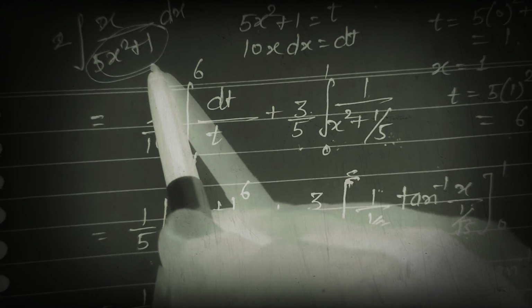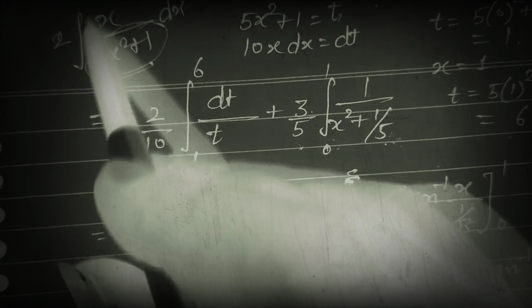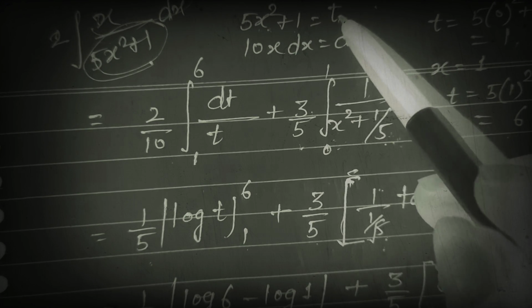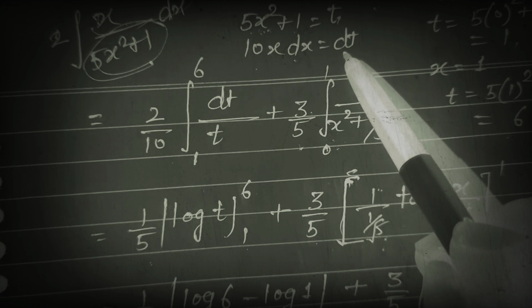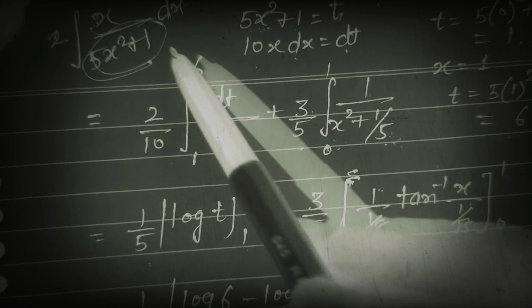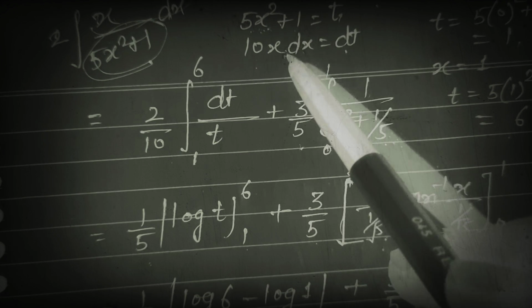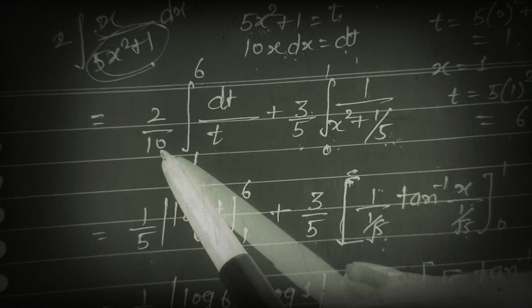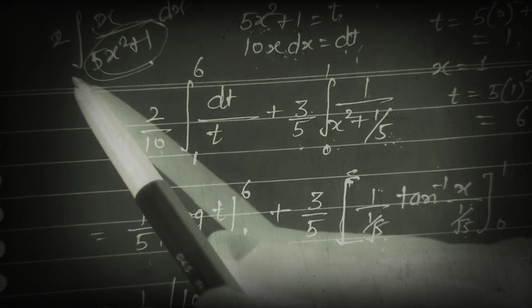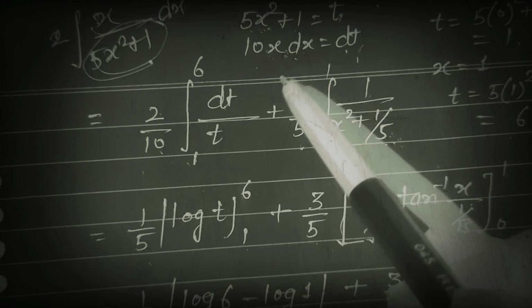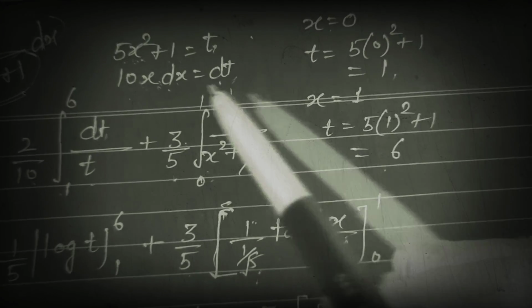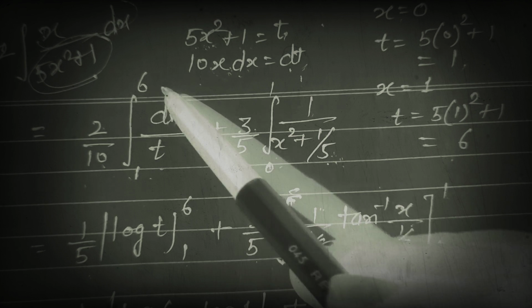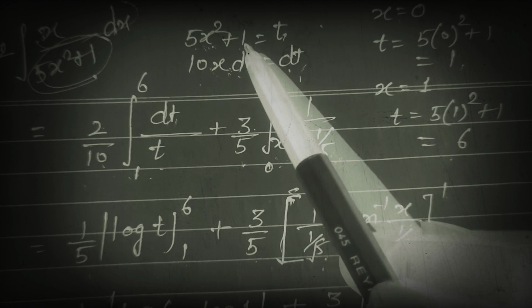We can take 5x square plus 1 as t, so it will be dt. So we will write 5x square plus 1 as t. What is the derivative of this? 10x dx is equal to dt. We have just x dx, so we will write x dx as dt upon 10, and the 2 stays as it is. If our question is in the t form, then we will change the limit; we will find the value of t in this case.